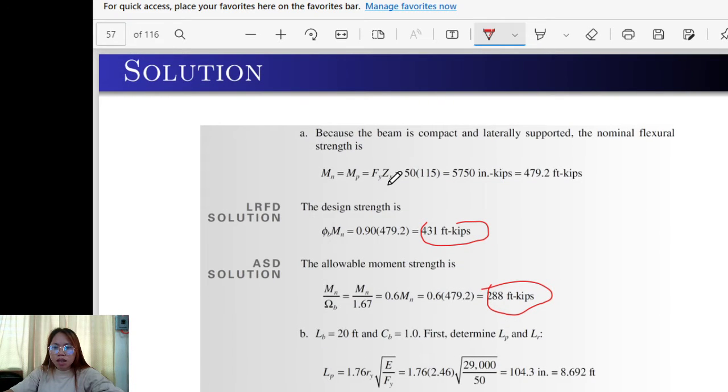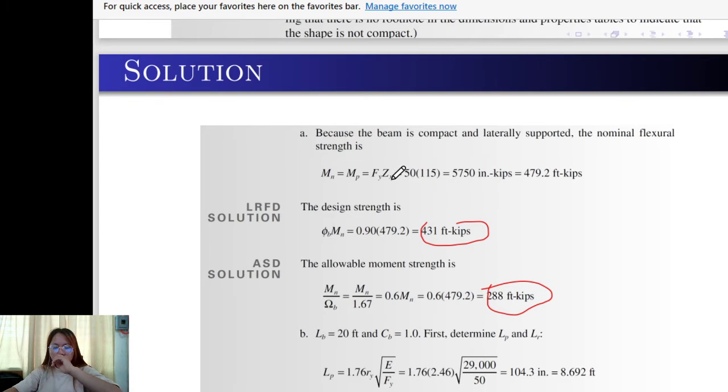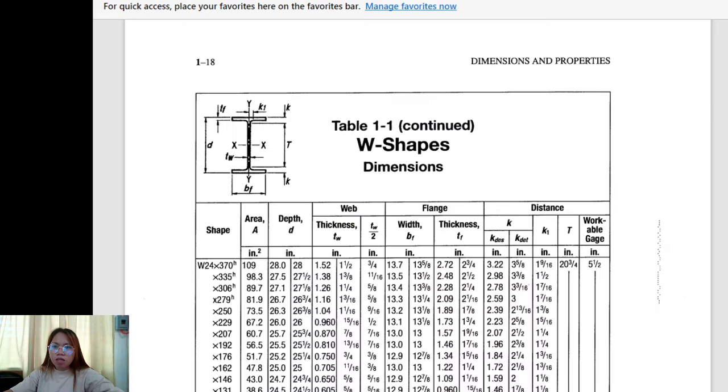This is actually z sub x, the plastic section modulus, no? Plastic section modulus, which is equal to the area divided by 2 times the distance, the small a distance between the centroids. And this z sub x can also be found in the table directly, but we already discussed this one in the previous videos that I posted.